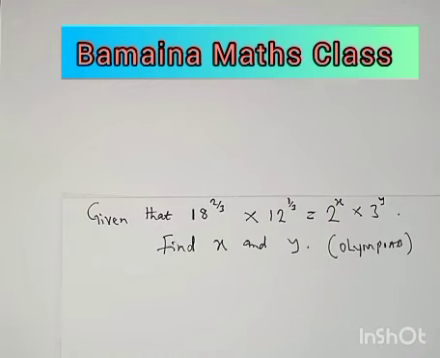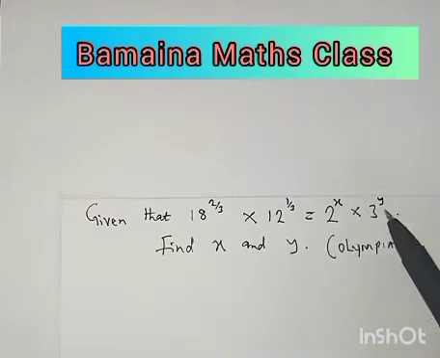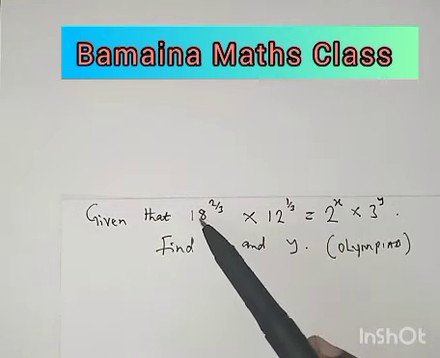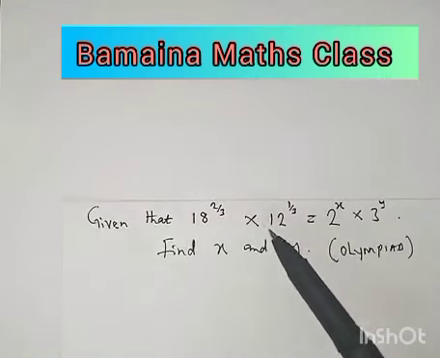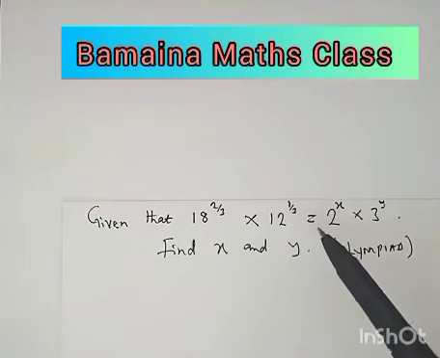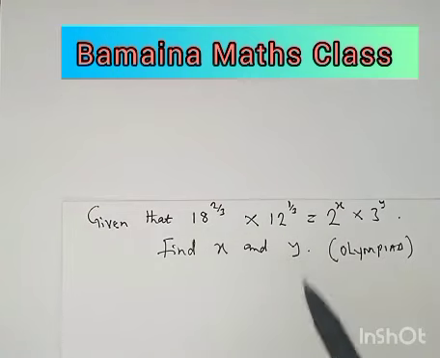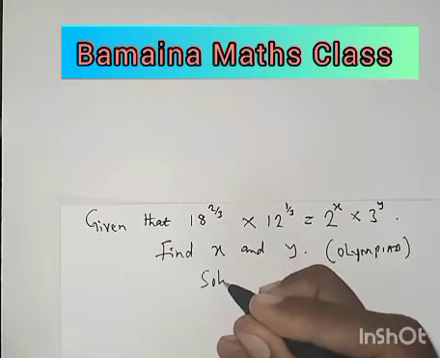In this video, we are going to find the value of x and y in this equation. We have 18 power 2 over 3 times 12 power 1 over 3 equals 2 power x times 3 power y. So here we are asked to find the value of x and y. Of course, this is an Olympiad question. So let us start the solution.